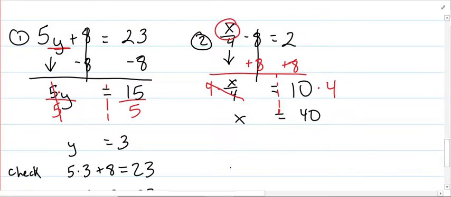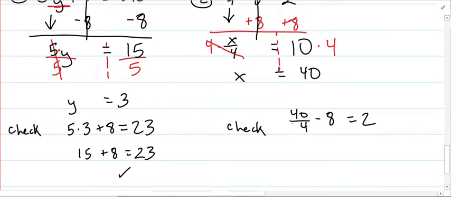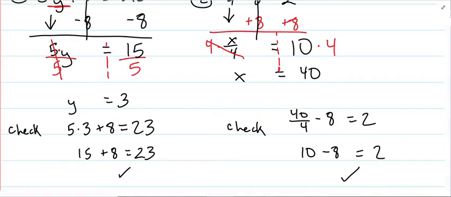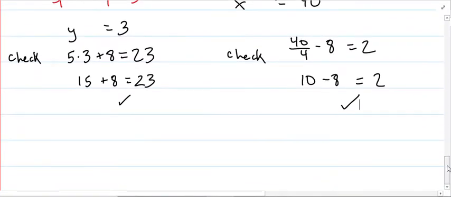Now, when I check it, I'm going to substitute 40 for x. So instead of x over 4, I'm going to write 40 over 4 minus 8 equals 2. And to check it, I'm going to work it out. So 40 over 4 is the same as 40 divided by 4. 40 divided by 4 is 10. Bring down the minus 8, bring down the 2. 10 minus 8, does that equal 2? Yes, so my answer checks out. x equals 40.